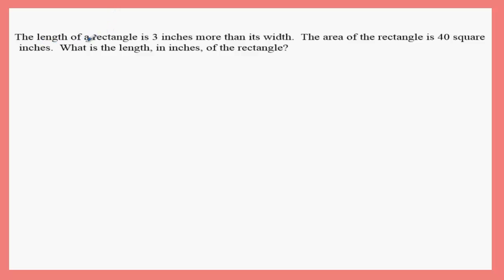The length of a rectangle is 3 more than the width. Okay, I'm not going to read the rest of this question until I draw a rectangle. The length, which is this side, is 3 more than the width. If this is W, the width, this one is W plus 3. The area of this rectangle, we know the area of the rectangle equals length times width. The area of this rectangle is 40.